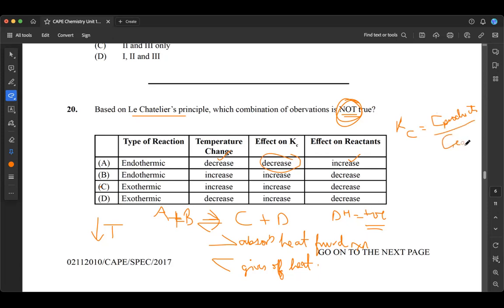So if I have more reactants, this is just an inverse relationship between Kc and reactants. My Kc would decrease if my concentration of reactants increases, and that's what's happening if I'm favoring the backward reaction. If I'm favoring the backward reaction, I'm increasing my concentration of reactants and by extension decreasing my Kc. So A is a correct thing. We would observe A. So let's look at B now.